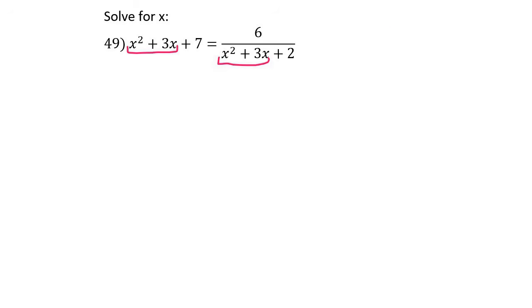So what we do is we say let x squared plus 3x, let's call that a different letter. Now for some reason, these weird mathematicians, they've gone and chosen k. That's why we call it the K method. So there's nothing special about the letter k, they just decided to do that. Okay? So moving on, we know that that is now going to be replaced with k, so that's going to be k plus 7 equals 6 over k plus 2. See what I've done there? I've just replaced the x squared plus 3x with k.